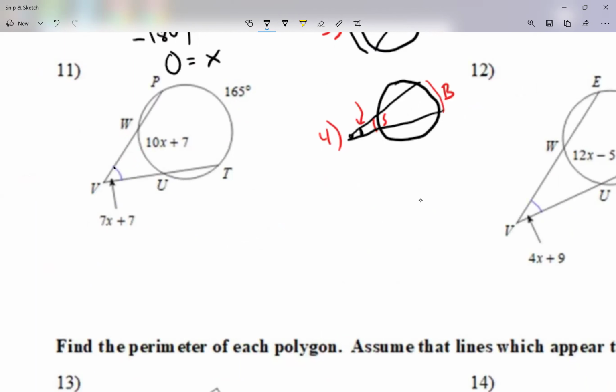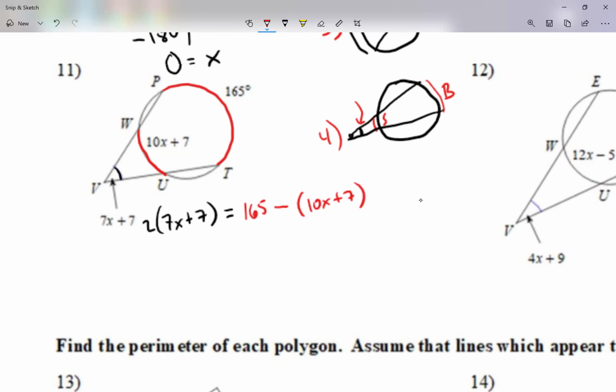The angle is 7x plus 7, right? So I'm gonna go 7x plus 7, and I'm gonna multiply everything times 2 equals. Now my two arcs, let me highlight them in red. The big arc is 165, and the small arc is 10x plus 7. So I'm gonna go the big arc, 165 minus. Now notice how my small arc has a plus in between. So I'm gonna put all of it inside parentheses. I'm gonna write 10x plus 7 inside parentheses.